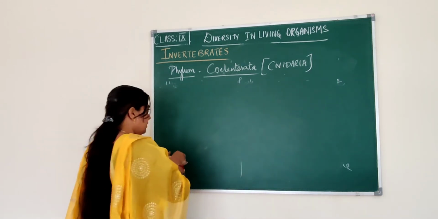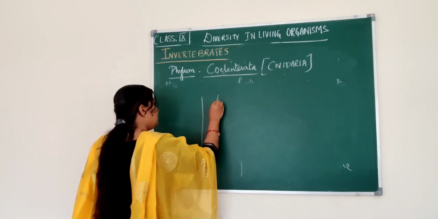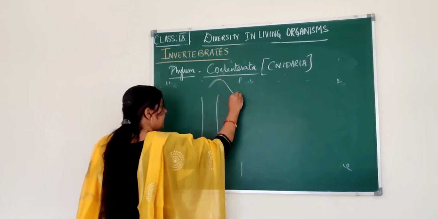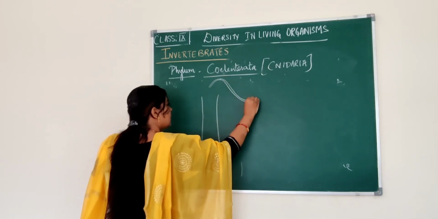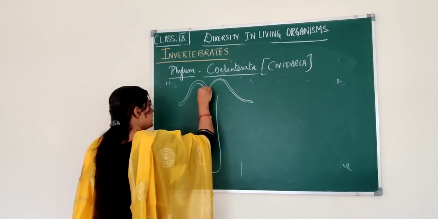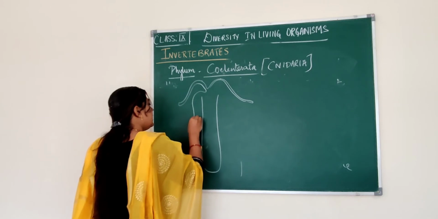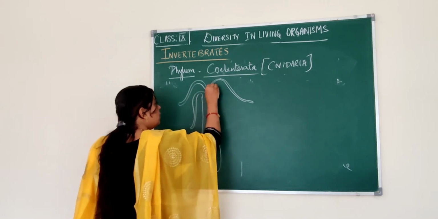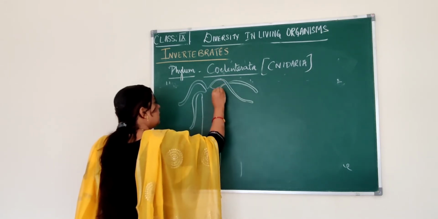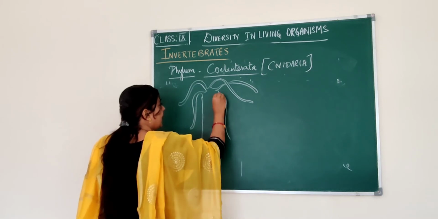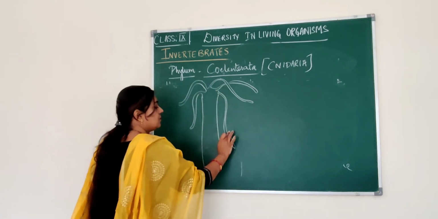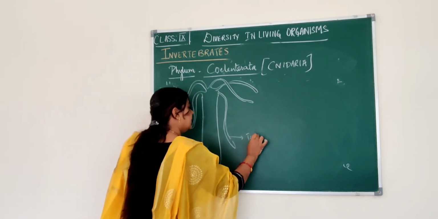So this is Hydra. It is in your textbook, you can go through it. The Hydra will have structures like this. These structures are very muscular and flexible, and they help the organism to move from one place to another. Not only for movement, they also help the organism to catch and capture the prey. These structures are called tentacles.